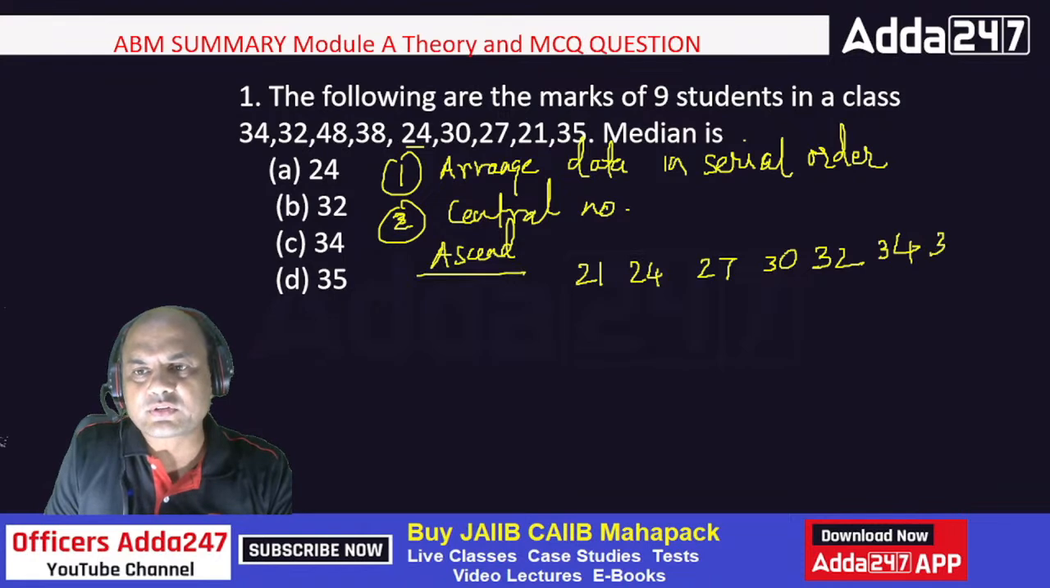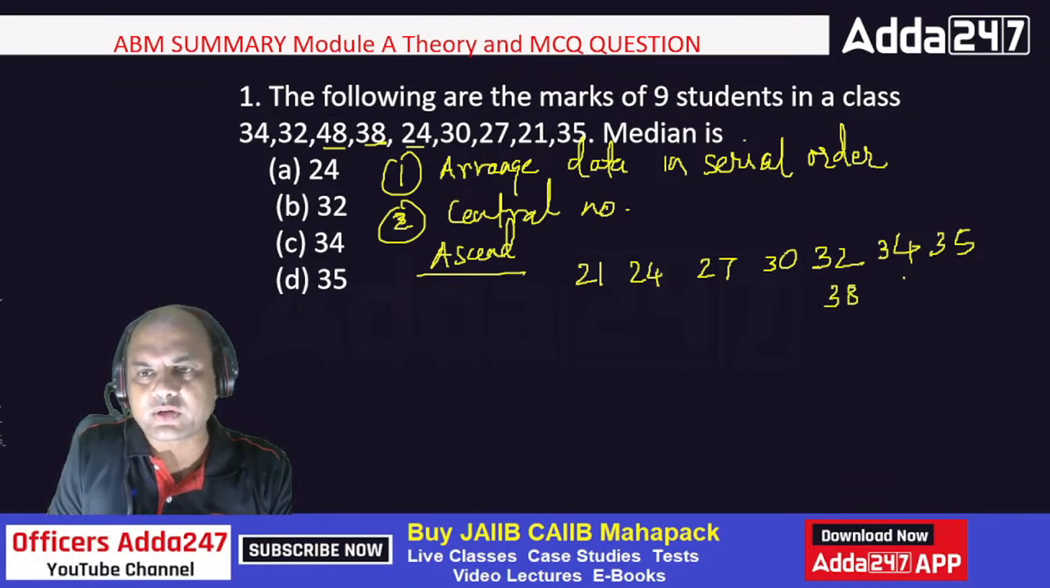35 is done. Anything else? How many are there? 4, 5, plus 2, 7. 2 are remaining. Which are the 2 remaining? These two, 38 and 48. So 38, I'll write it over here now. 38 and 48. Now we have arranged them in serial order.